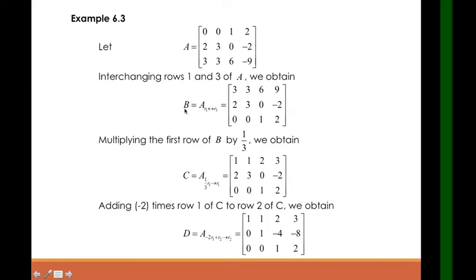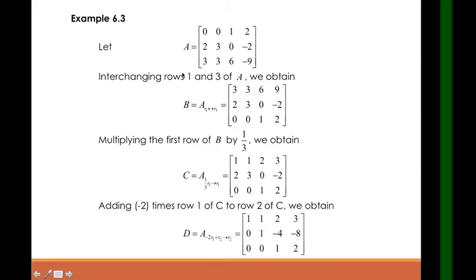Or bigyan natin siya ng ibang name. Instead of A, magiging B na siya, because nag-iba na yung mga numbers niya dahil nga meron tayong ginalaw. Although, equivalent siya in terms of the matrix, kasi galing lang siya dito sa original. So, R sub 1 interchange R sub 3.